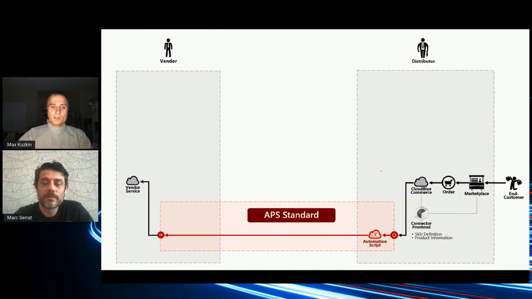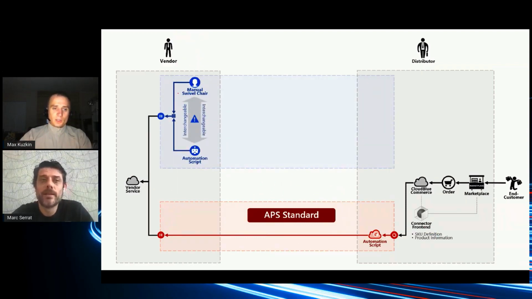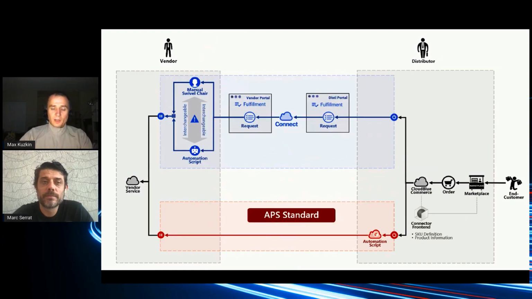The major difference with Connect in that sense is that in Connect, those integrations run outside of the distributor infrastructure, on the vendor side. And CloudBlue Connect is this service which standardizes integration from distributor-specific infrastructure to the vendor premises. And well, this is essentially the difference between CloudBlue Connect and APS Standard.